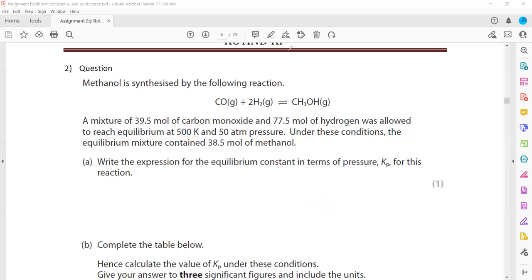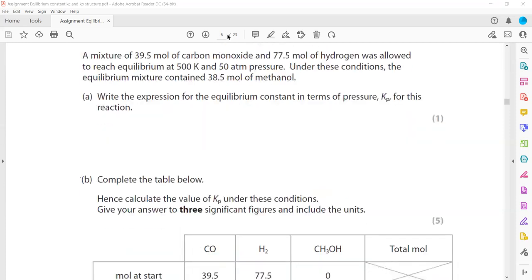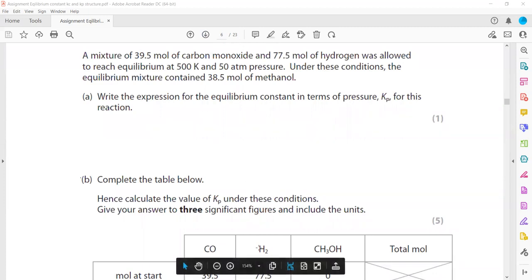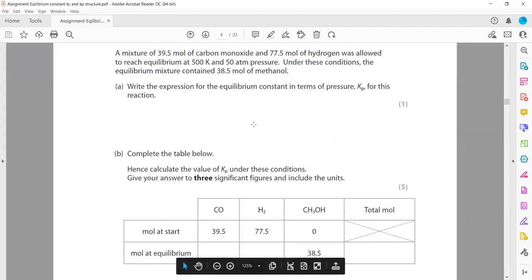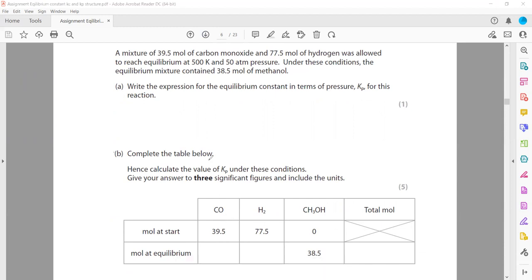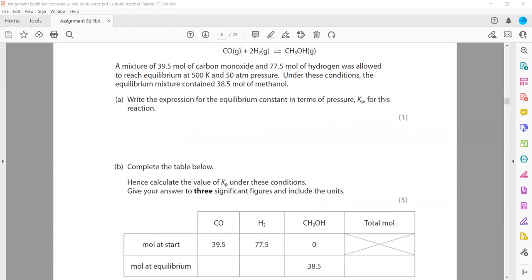Now the next part, we have to complete the table here. The moles at the beginning are given. Like in the beginning, we were having carbon monoxide, and you need an equation for that. So we have carbon monoxide and hydrogen form methanol. At the start, we were having 39.5 moles of carbon monoxide and 77.5 moles of hydrogen, and there is no moles of methanol. But at equilibrium, we have 38.5 moles.